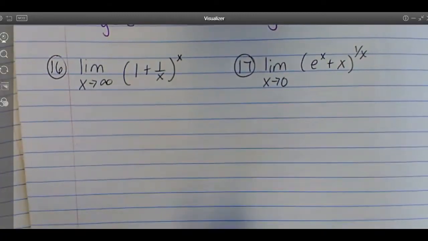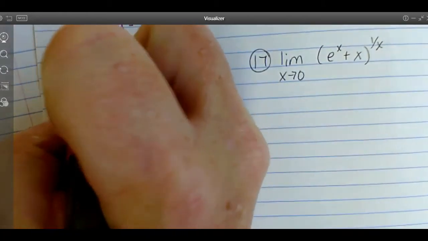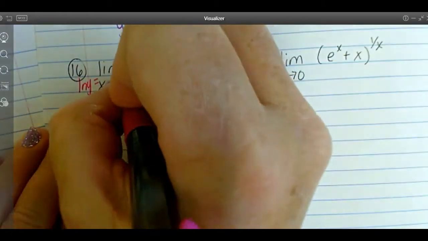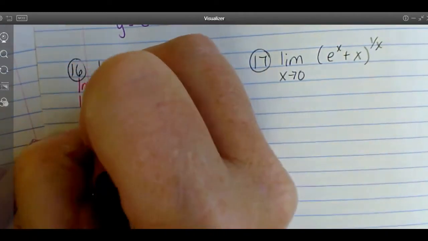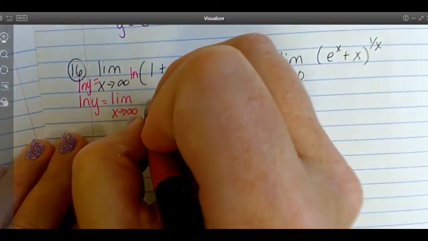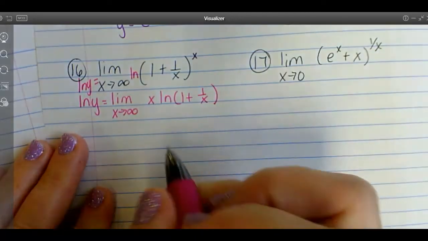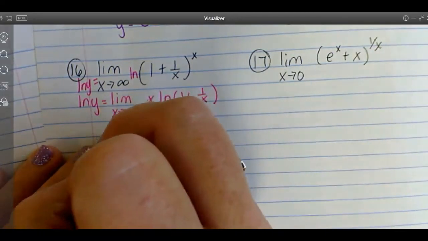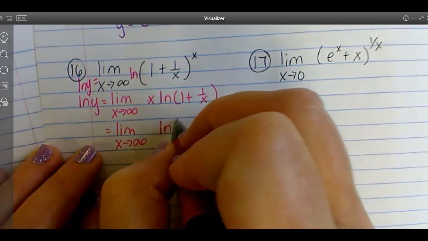Alright, 2 more problems, and then we'll be done. Nothing really different on these 2 problems, but I just wanted to make sure that you had seen them. So, natural log of y equals that with the natural log in front. My x will come in front. Because this is not a fraction yet, I do need to make that x go to the bottom to make it a fraction.